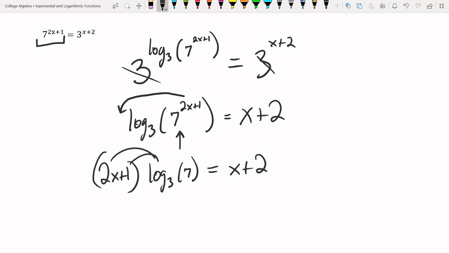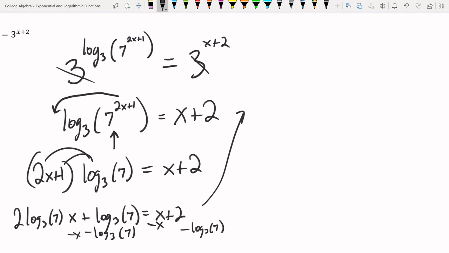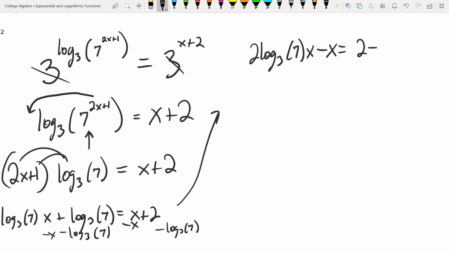I'm going to first distribute the logarithm. I'm going to go 2 log base 3 of 7 times x plus log base 3 of 7 equals x plus 2. I'm going to get the x's to one side by subtracting x. And I'm going to subtract log base 3 of 7 to the other side. I'm going to write that up here. Let's see, I've got 2 log base 3 of 7 times x minus x equals 2 minus log base 3 of 7.